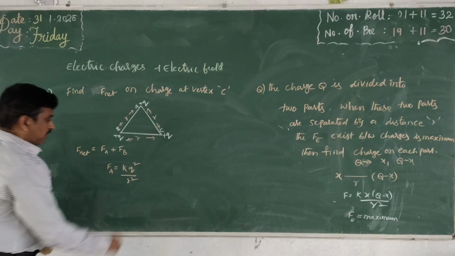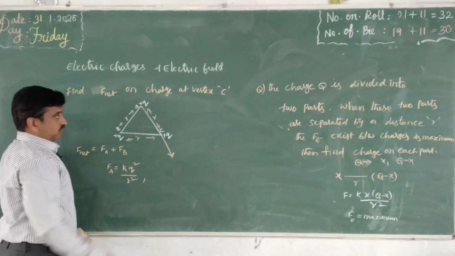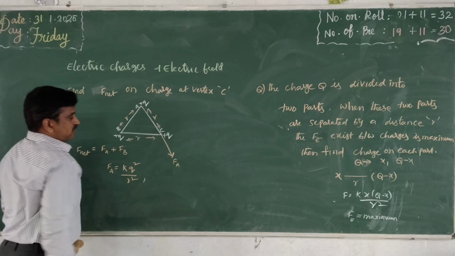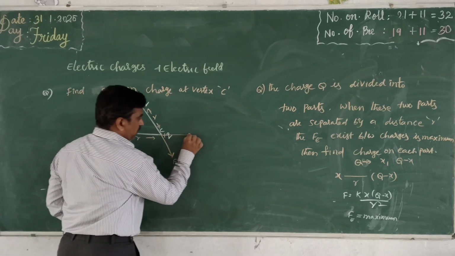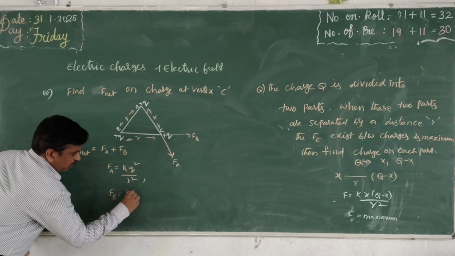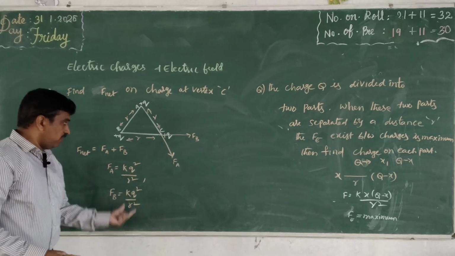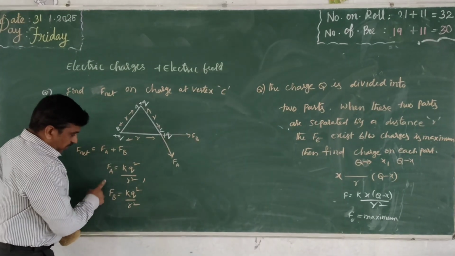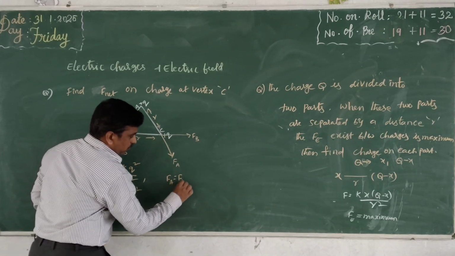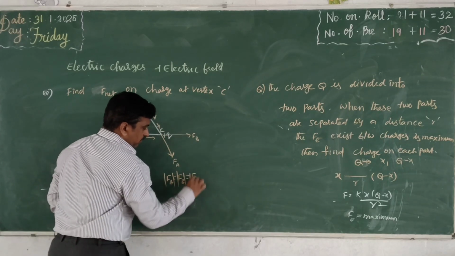What is the direction of this force? It acts in this direction, because positive charges repel, away from the charge. It is FA. Due to this charge, the force acting here is FB. So FB equals K Q square by R square. FA equals FB, both have the same magnitude, so we can take FA equals FB equals F.